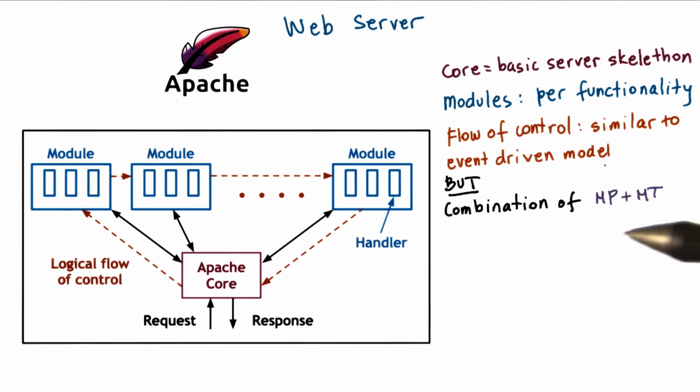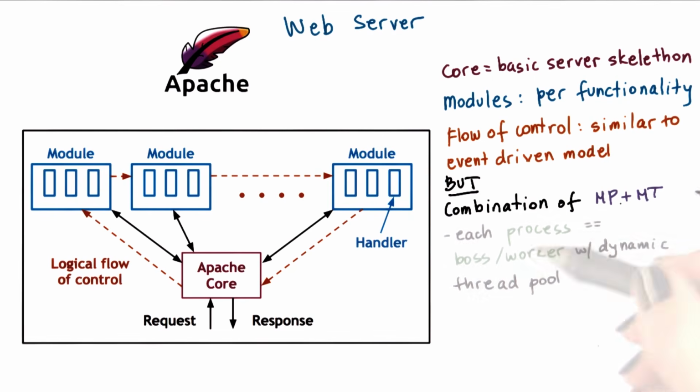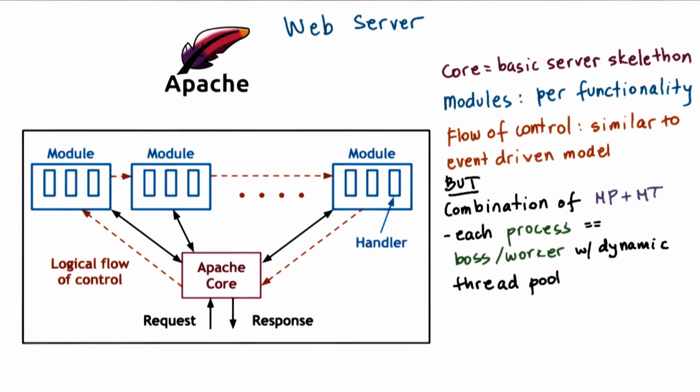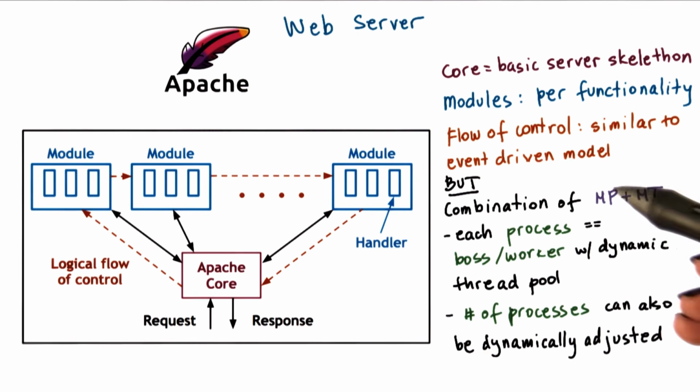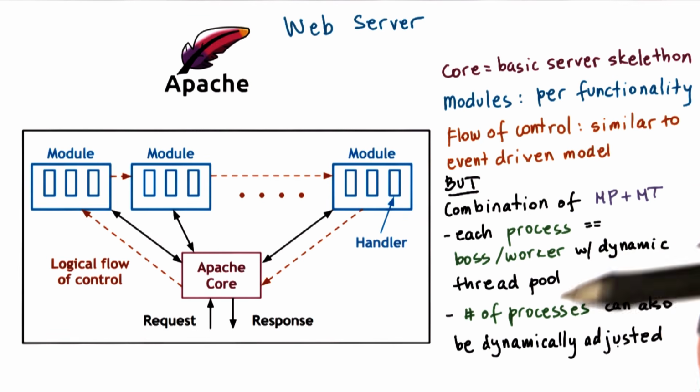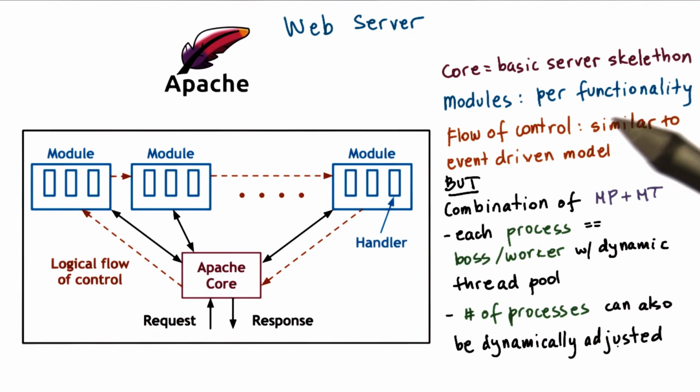However, Apache is a combination of a multi-process and a multi-threaded model. In Apache, a single process, a single instance, is internally a multi-threaded boss-workers process that has dynamic management of the number of threads. There are some configurable thresholds that can be used to dynamically track when to increase or decrease the number of threads in the pool. The total number of processes, so the MP part of the model, can also be dynamically adjusted. And for these, it's information such as number of outstanding connections, number of pending requests, CPU usage. A number of factors can drive how the number of threads per process and the total number of processes are adjusted.